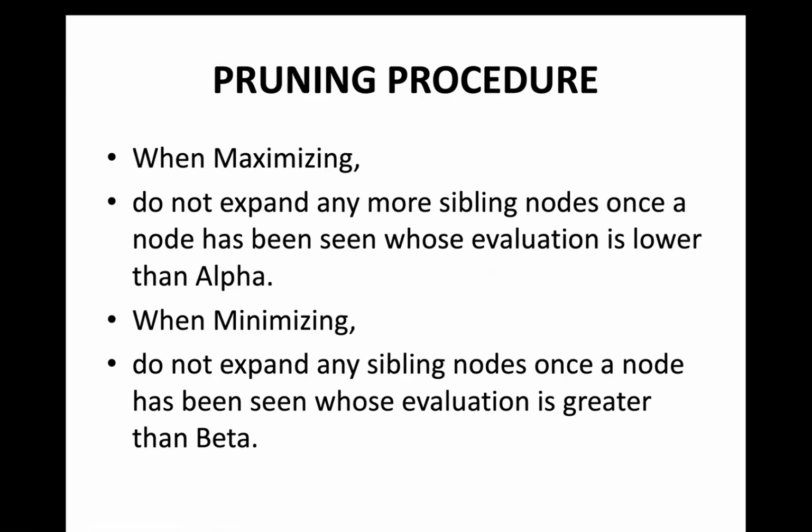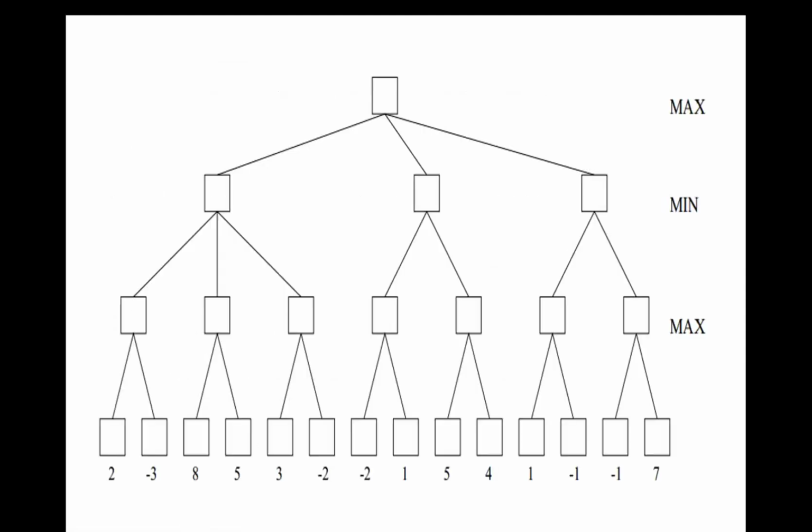When the agent is trying to maximize its chance, it shouldn't expand any more sibling nodes once a node has been seen whose evaluation is lower than alpha. When minimizing, do not expand any sibling nodes once a node has been seen whose evaluation is greater than beta. Okay, so let's now look at an example to make sense out of this.